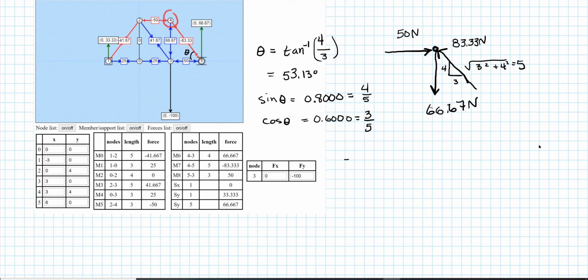So now we're going to do our equations. We're going to use this symbol that's a capital Greek sigma. It's kind of like a Greek S. It just means add up. And then we're going to use this to say all the forces in the x direction.